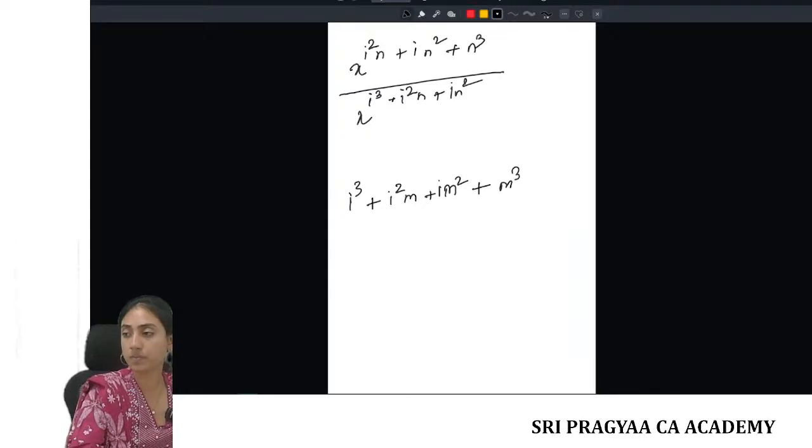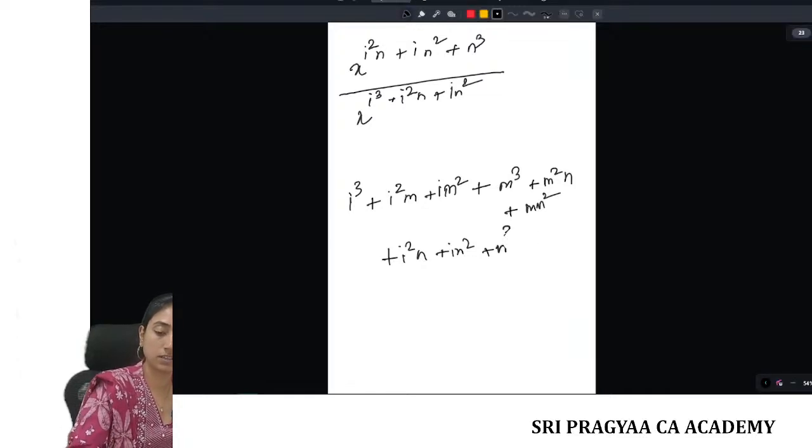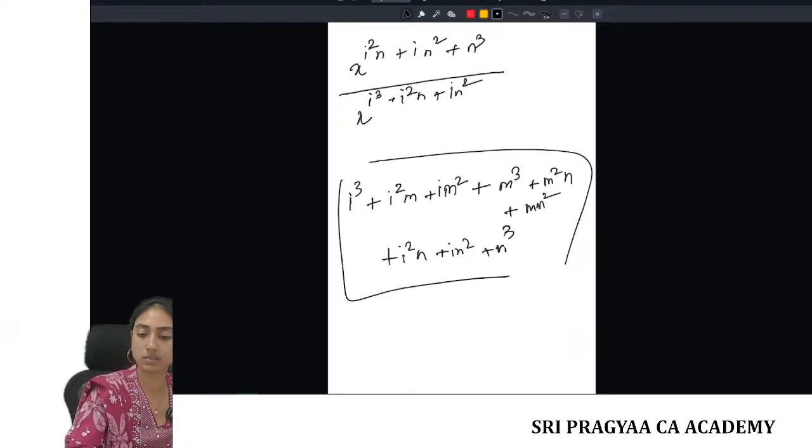m cube plus mn square plus I square n plus I n square plus I cube. இது வந்து நியூமரேட்டர்ல இருக்கிற பவரோட ஈக்குவேஷன். This whole thing has a base of x. அதை for a minute தள்ளி வச்சுட்டு இதை சால்வ் பண்ணு. இதை சால்வ் பண்ணா உனக்கு என்ன வரும்?